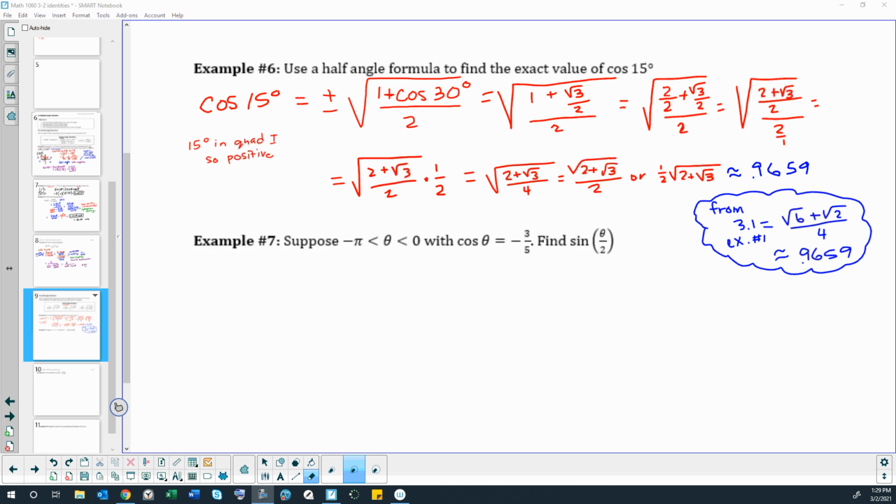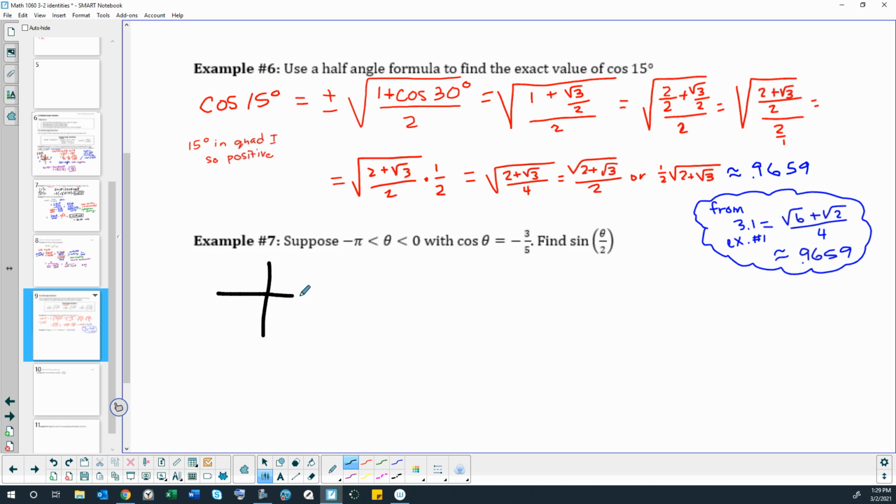Section 3.2, example 7. While I'm here, I organized example 6 a little better. Hopefully you can see that work easier if you needed to take another look at that. Okay, here we go. Suppose theta is between negative pi and 0. Let's think about what that means.